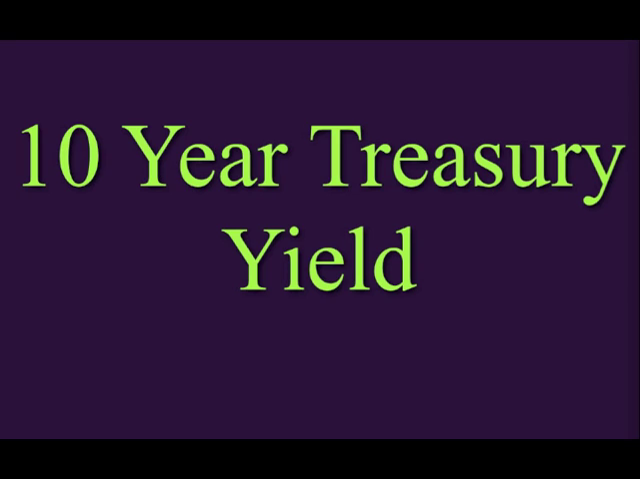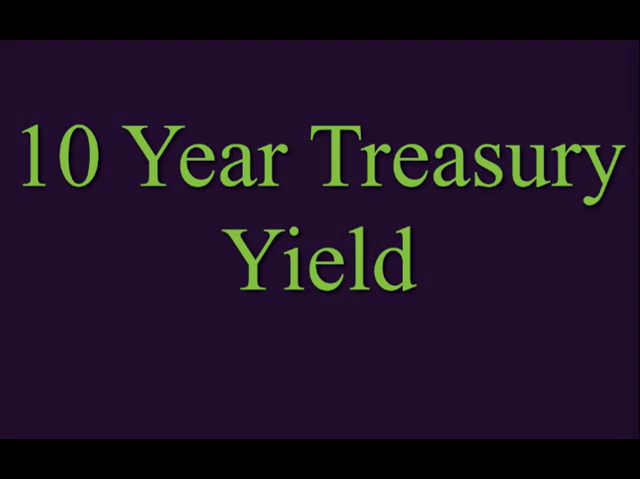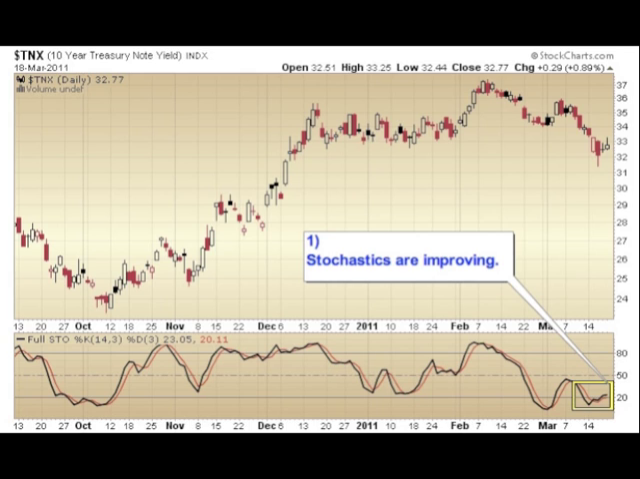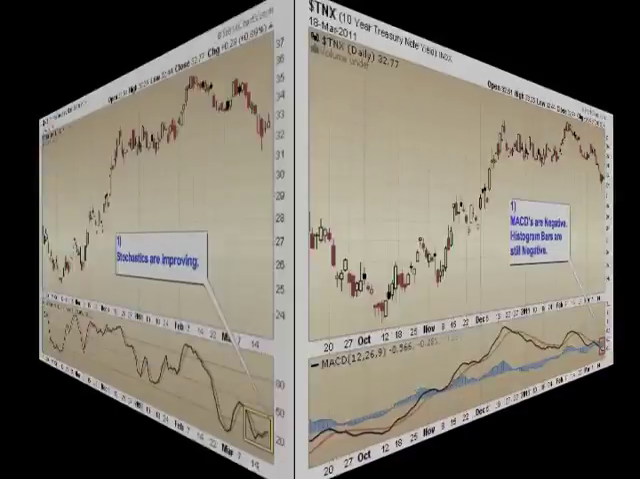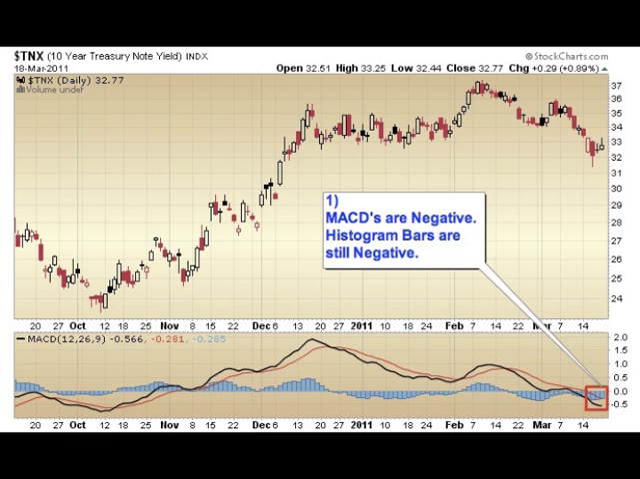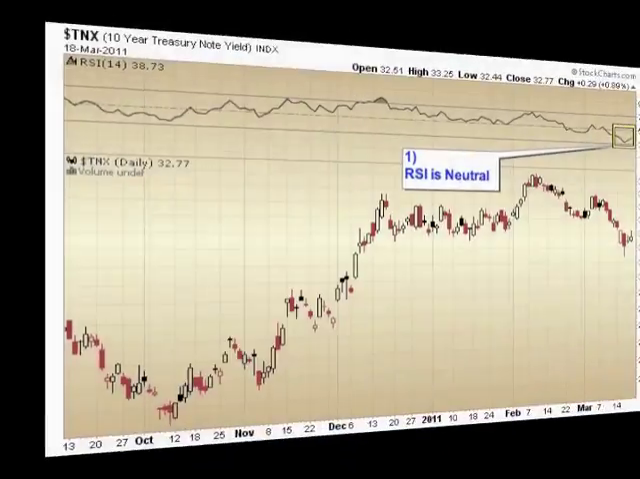And we take a look now at the 10-year Treasury yields. And a look at the daily chart of 10-year Treasury yields down below. Point 1 shows us that the stochastics are improving a bit from oversold territory, so we gave this chart a yellow mark to start things off. And down below, point 1 shows us the MACDs are negative, and the histogram bars are negative too, so we gave this one a red mark.